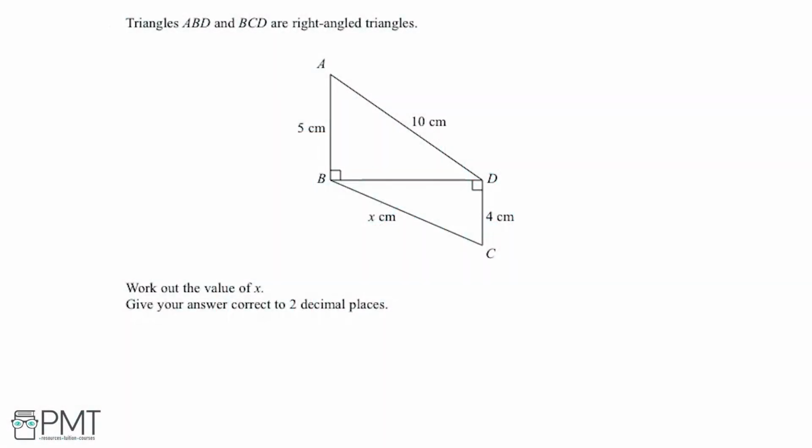Triangles ABD and BCD are right angle triangles. And the question says we need to work out the value of x, giving our answer correct to 2 decimal places. So essentially the question is asking us to work out the length of this side here. Now, the first thing that jumps out to me, because we're working with right angle triangles, is Pythagoras' theorem.